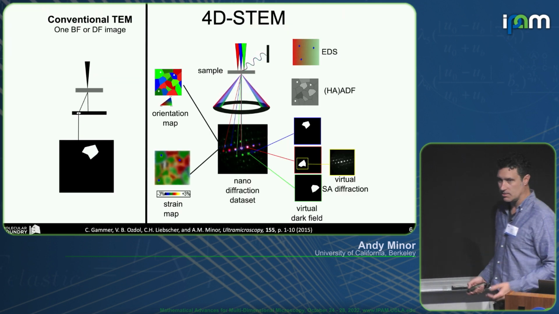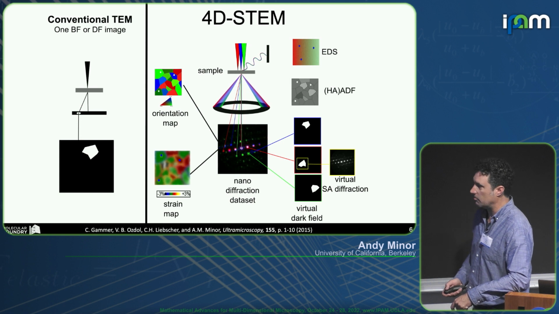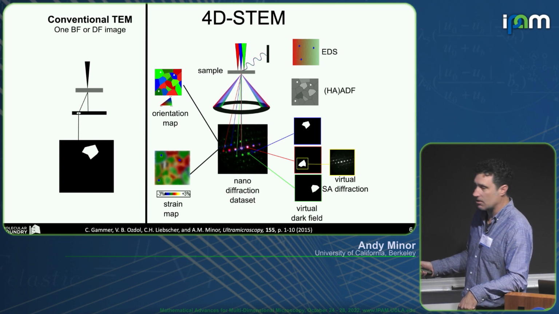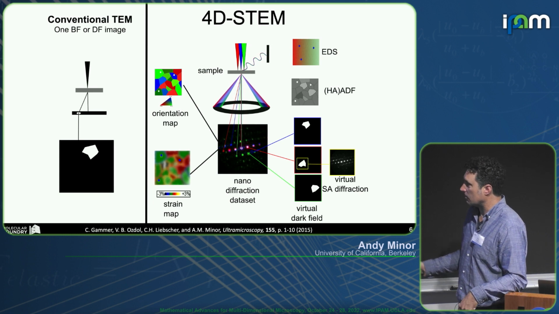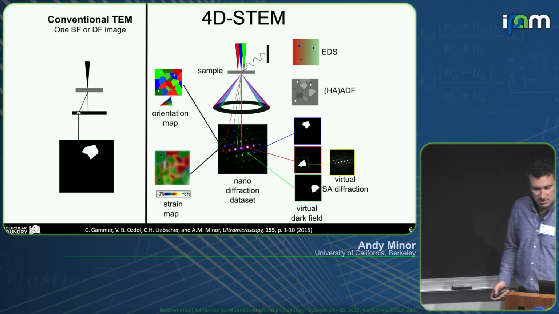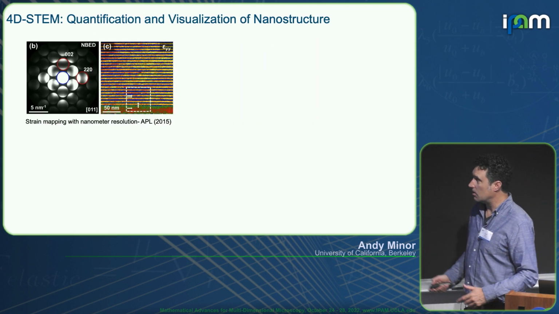And so 4D STEM, Colin talked about it yesterday, other people have talked about it a lot, so I'm not going to go into too much detail, but what you're doing is you're just trying to capture all the scattered electrons you can. Instead of a conventional bright field or dark field where you use an aperture and you block a lot of electrons, you actually collect everything and you can analyze it afterwards. You can make virtual diffractions, virtual dark fields, you can analyze in all different kinds of ways. I'll show you a couple examples of how we've done that over the years.